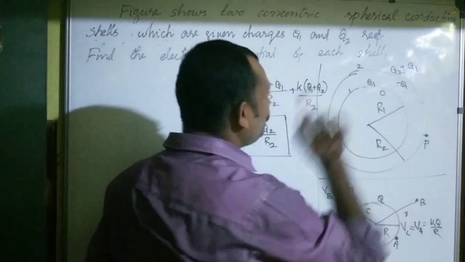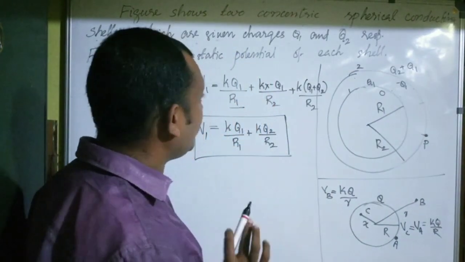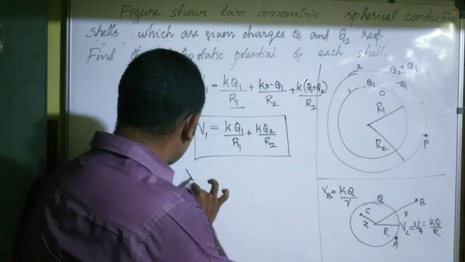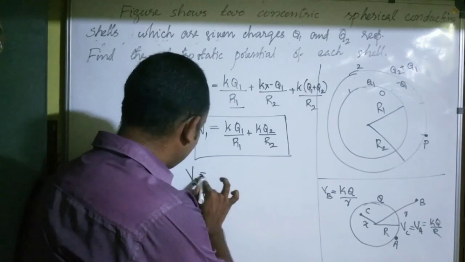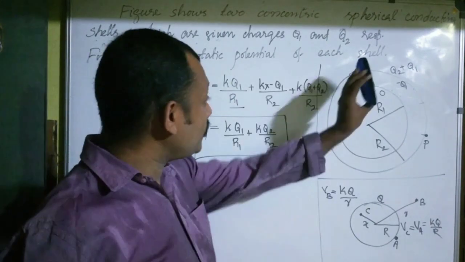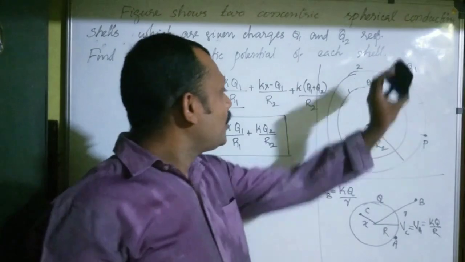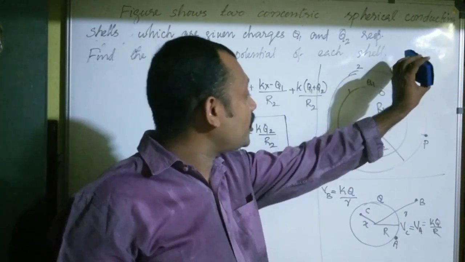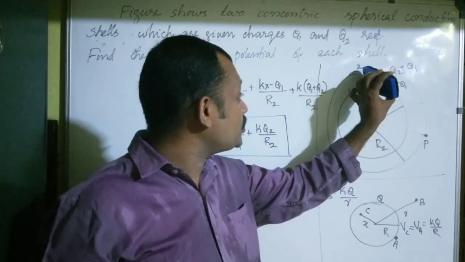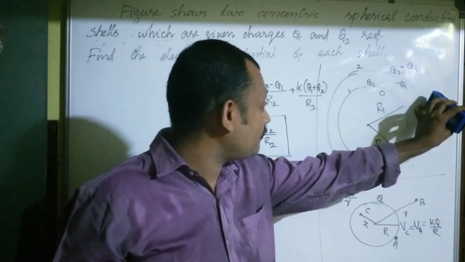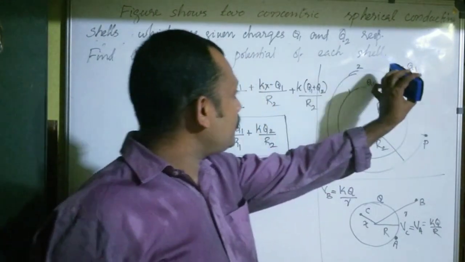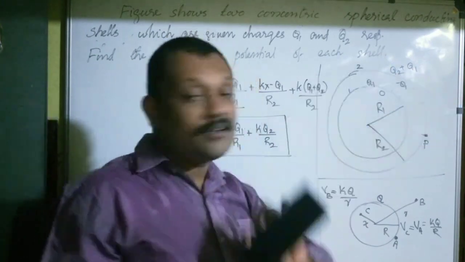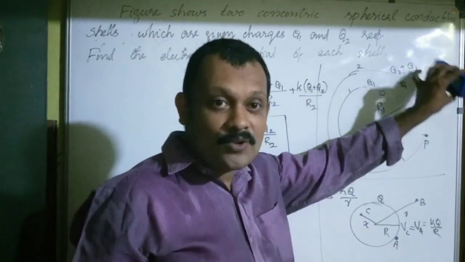Let us now take the potential at the surface of the second sphere. Let me take it as V2. Here we have to consider the contribution due to Q1, the contribution due to minus Q1, and the contribution from Q1 plus Q2 at the surface of this one.